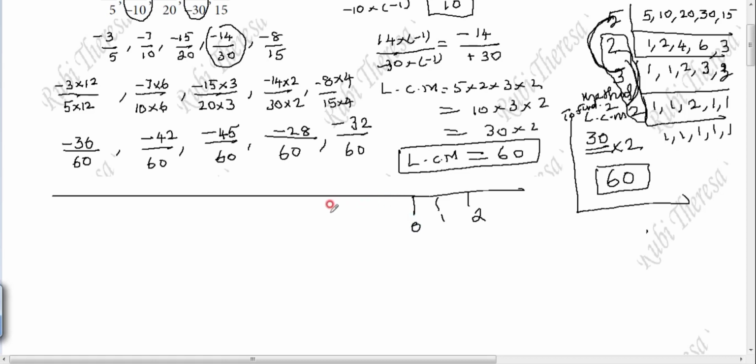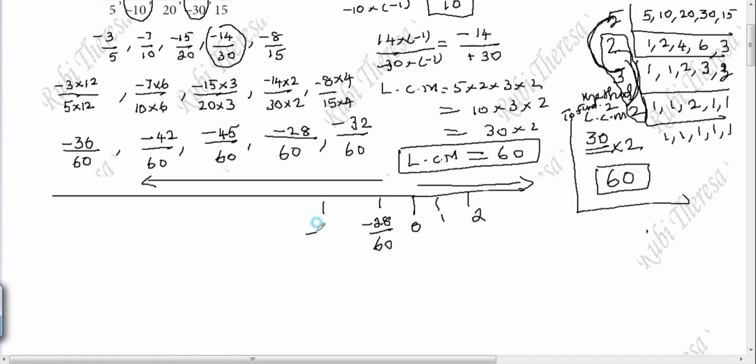Minus 1, minus 2, minus 3, minus 4, minus 5, minus 6. It will go on. When you go in this direction, the value will be decreasing. When you go in this direction, the value will be increasing. So how will you choose here? Very good. First one, what do you have to write? Minus 28 by 60.